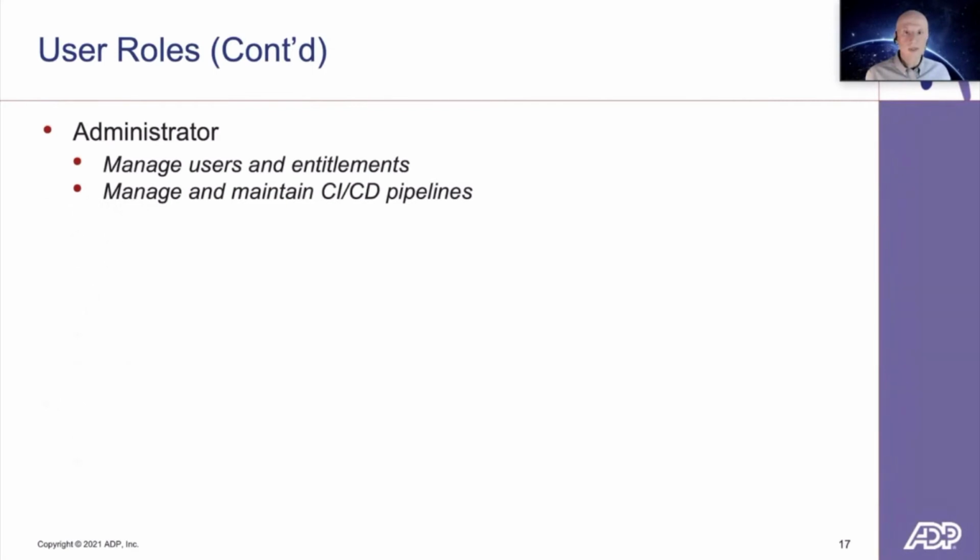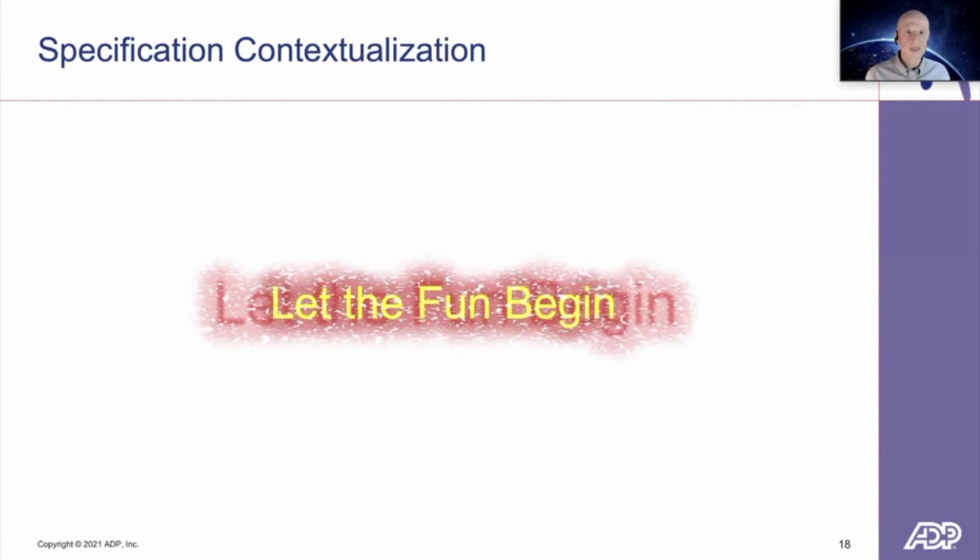And last but not least is the administrator role. Let's remember that the API registry is a part of the overall infrastructure, and the specs drive the integrations. Thus, they're subject to weekly builds, QA certification, and deployment to different environments. So DevOps and CI/CD aspects become rather essential. So the role of administrator cannot be overstated. So we are ready to dive into the API specification contextualization, so let the fun begin.